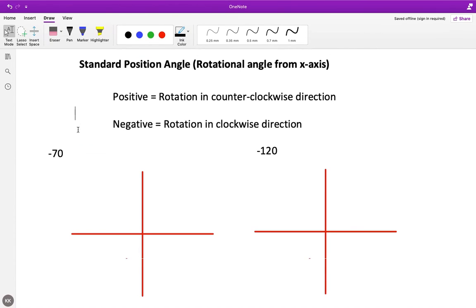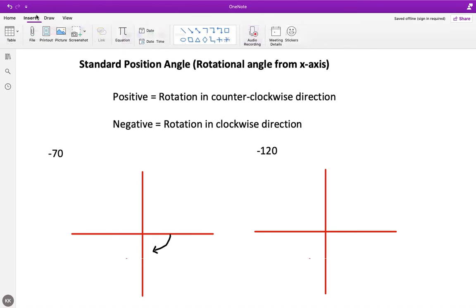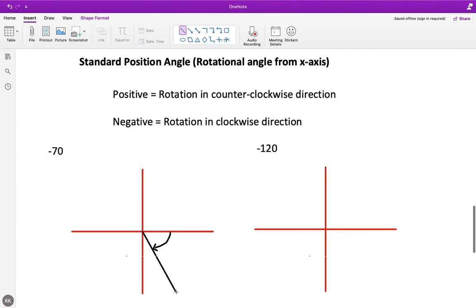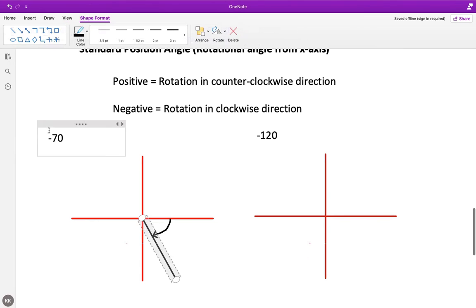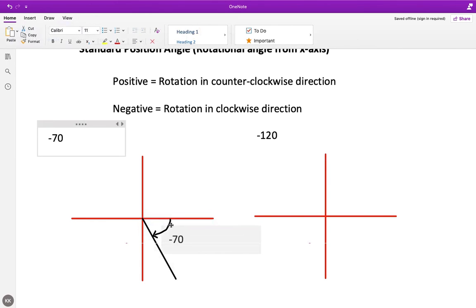Now let's do some negative angles. For negative angles, we rotate in a clockwise direction, always starting from the positive x-axis. I rotate clockwise about 70 degrees and stop at this line. I put the line here, which means the angle stops here. This one is negative 70 degrees.